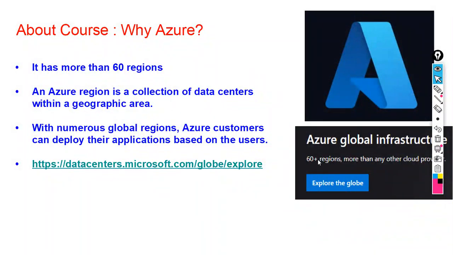Okay, so they have 60 plus regions, more than any other cloud service provider. So this is one of the reasons to learn Azure.